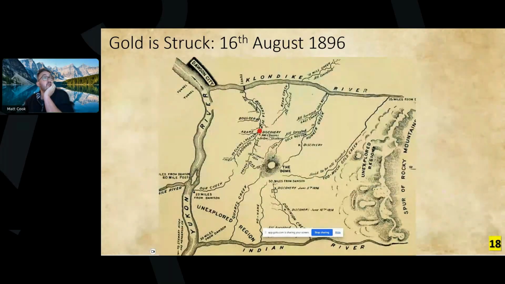So here you can see a map of where the discovery claim was.